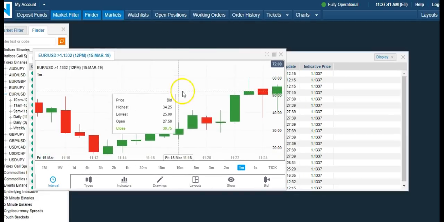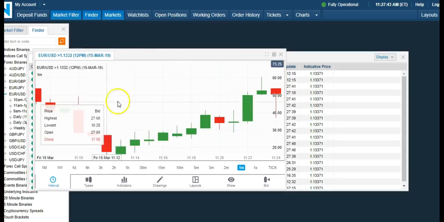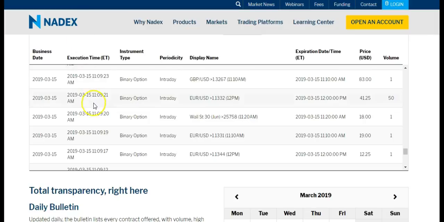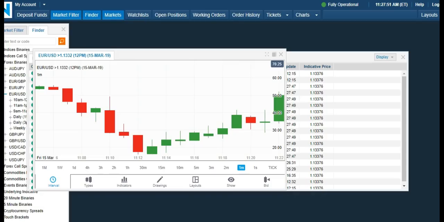So again, it was 11:09 and 21 seconds. So during this time frame right here is when they entered the market. The bid side or the sell side was 43 to 34.50. It doesn't exactly tell you if it was this or not, because it could be a sell trade, but we don't know that for sure.